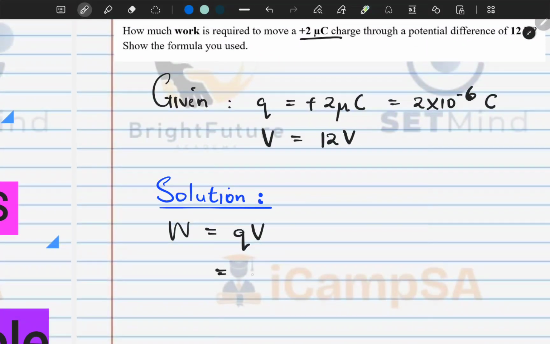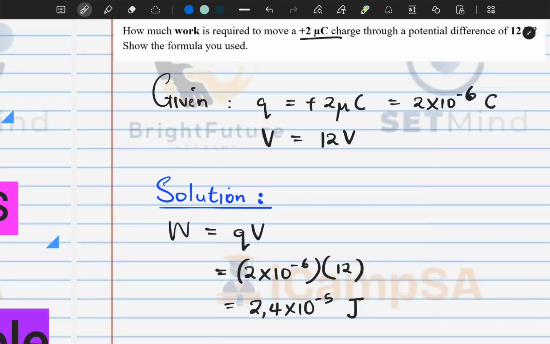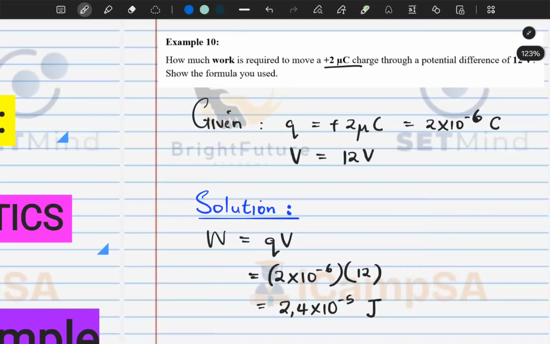Then from here, we'll just plug in our values, 2 times 10 to the minus 6 coulombs and 12 volts. What this gives us is 2.4 times 10 to the power minus 5 joules. Remember, work is given in joules. So since work is a scalar, we won't necessarily need to specify the direction. So this is how you would tackle a question like this one.